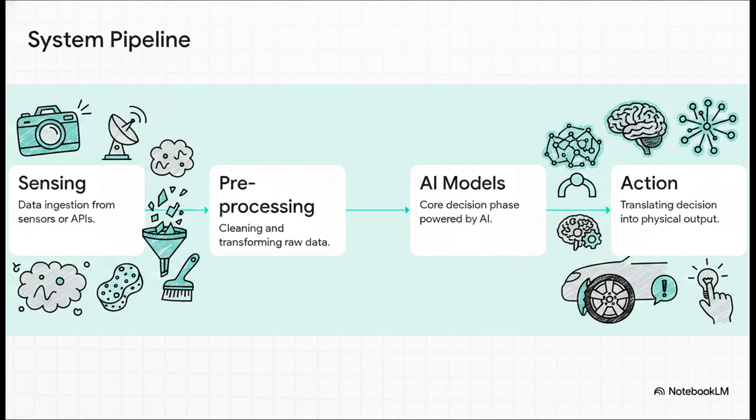Third is the core decision phase, and this is what's powered by the AI models. And finally, the fourth step is action. This is translating that invisible mathematical decision into a tangible output in the real world, like, say, hitting the brakes on a car or sending you a push notification.